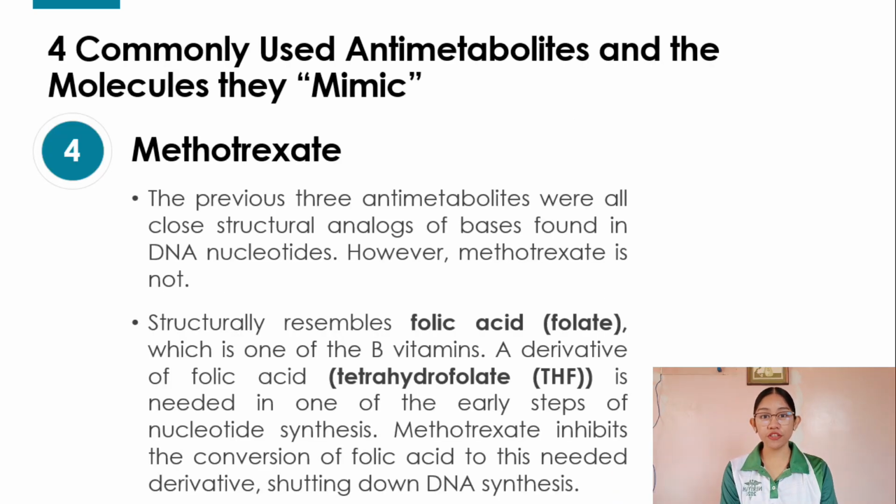Lastly, we have methotrexate. The previous three antimetabolites are close structural analogs, or have close structural similarity, to the bases we find in DNA nucleotides. However, methotrexate is not. Methotrexate structurally resembles folic acid or folate, which is one of the B vitamins. A derivative of folic acid, tetrahydrofolate or THF, is needed in one of the early steps of nucleotide synthesis. Methotrexate inhibits the conversion of folic acid to this needed derivative, shutting down DNA synthesis.